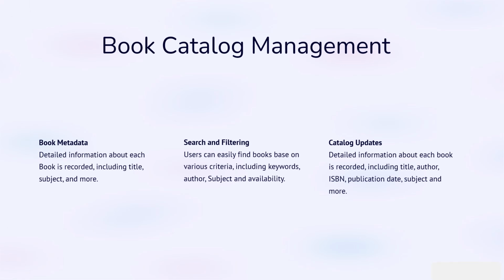Then also under this LMS, we have book catalog management. Under this book catalog management, we have book metadata, search and filtering, and catalog update. The book metadata: detailed information about each book is recorded, including title, subject, and more. Then search and filtering: users can easily find books based on various criteria, including keywords, author, subject, and availability. Then catalog update: detailed information about each book is recorded, including title, author, ISBN, publication date, subject, and more.